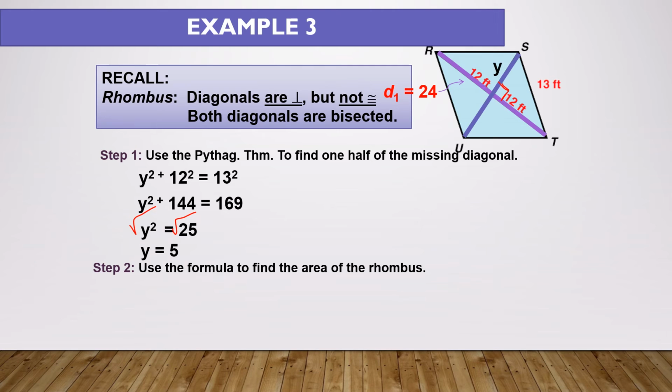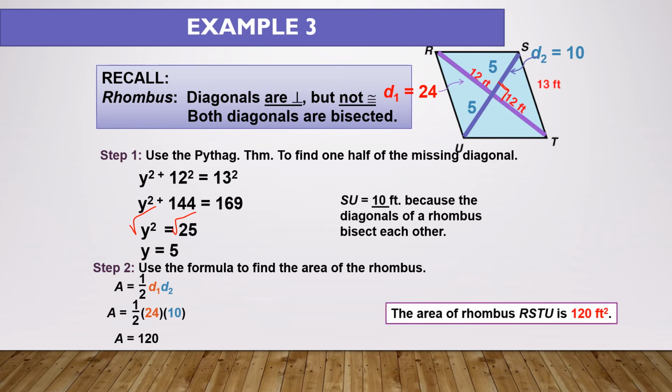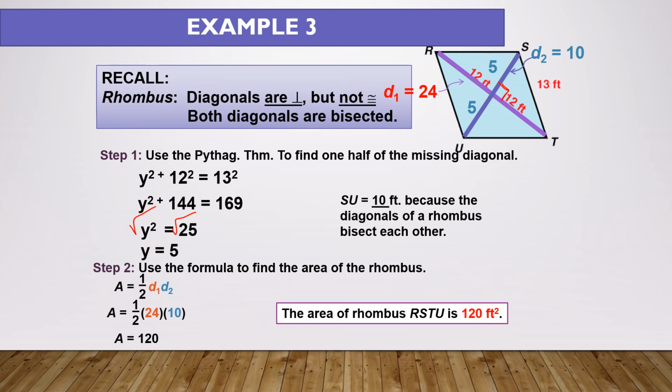So if this y equals 5, both of those pieces equal 5 because they are congruent to each other. And then that means diagonal 2 is 10 feet. So then we'll use the formula. We plug them in, 1/2 times 24 times 10, and we get 120 feet squared because we are talking about area.